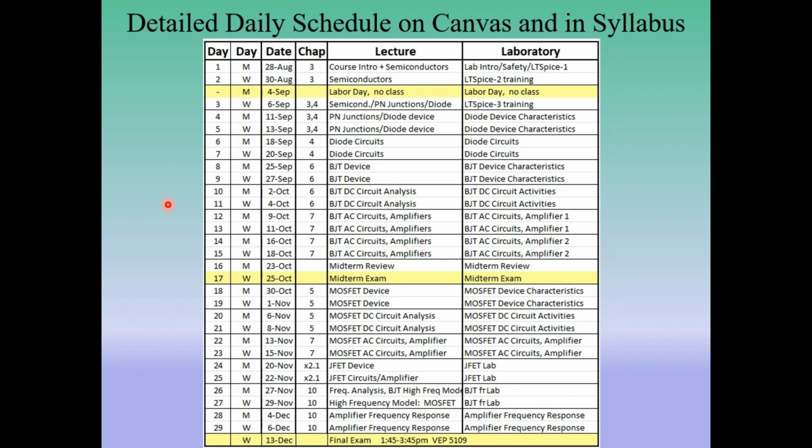This is a detailed daily schedule for what we're going to be doing on each day of the course. This schedule is posted not only here, but also in the lecture notes. It's also posted in the syllabus for the course. Basically this table shows the day, from day 1 through day 29 at the end of the semester. We're either on Monday or Wednesday, the day of the week, and here's the actual calendar date. Here's the chapter from which we're going to be working, this column is the lecture topic, and the last column is the laboratory activity for that particular lecture topic.